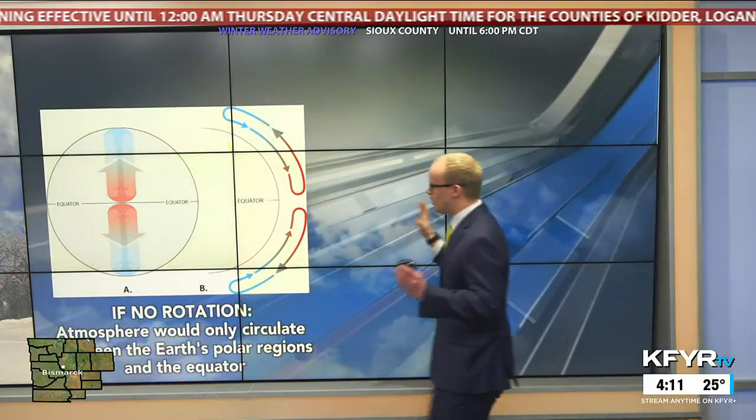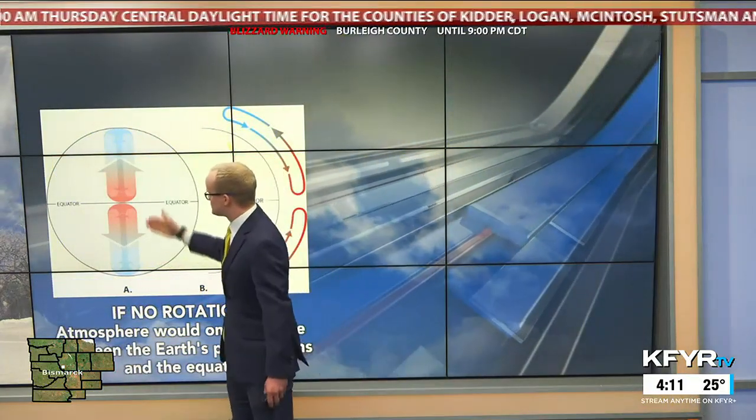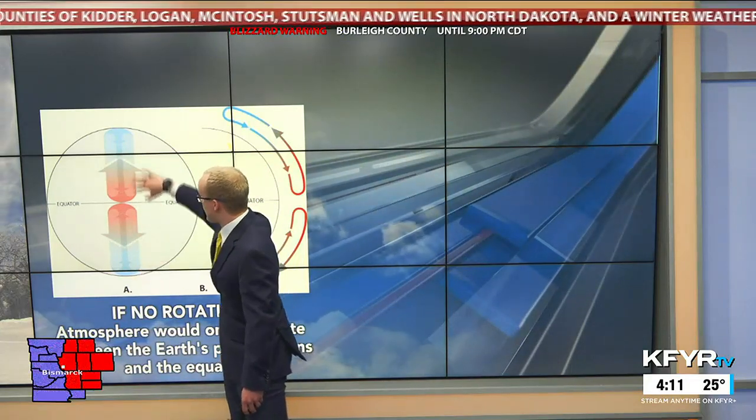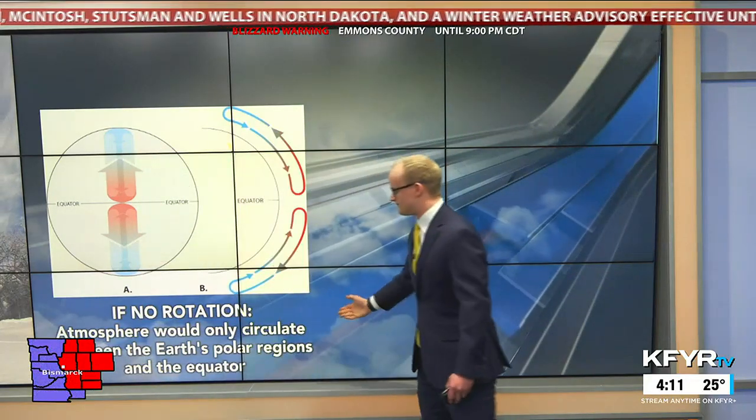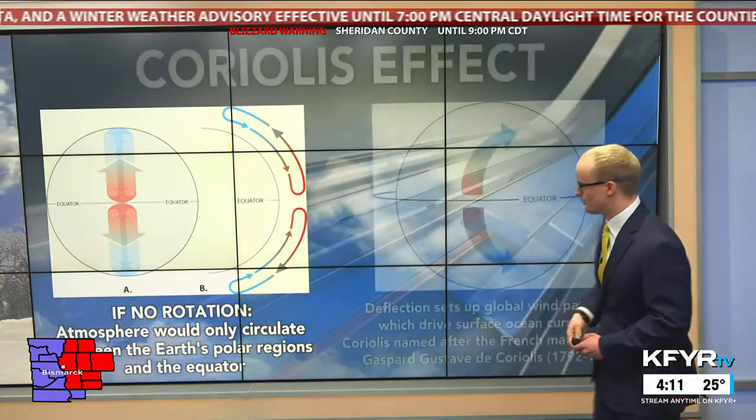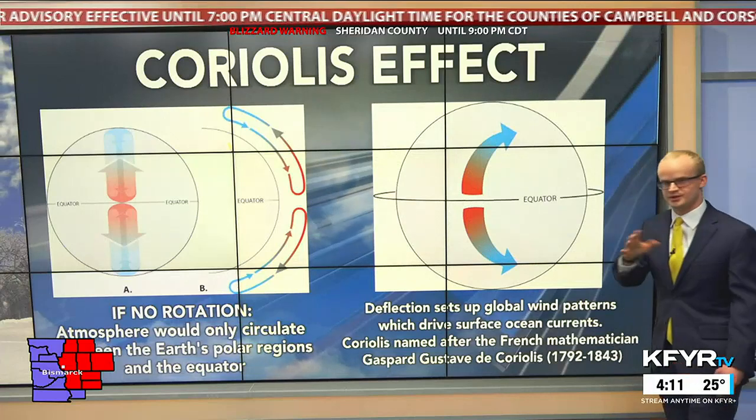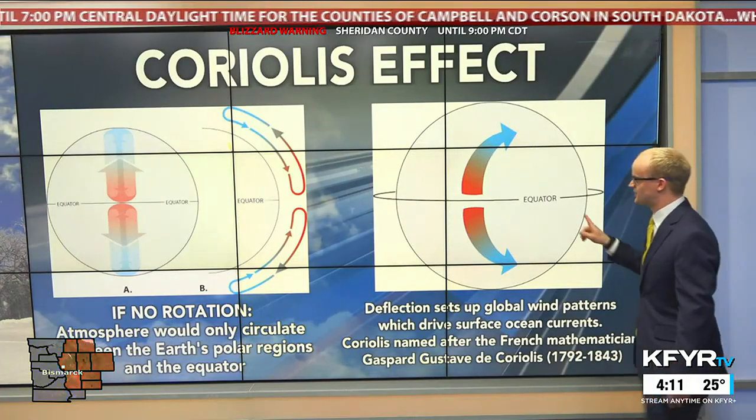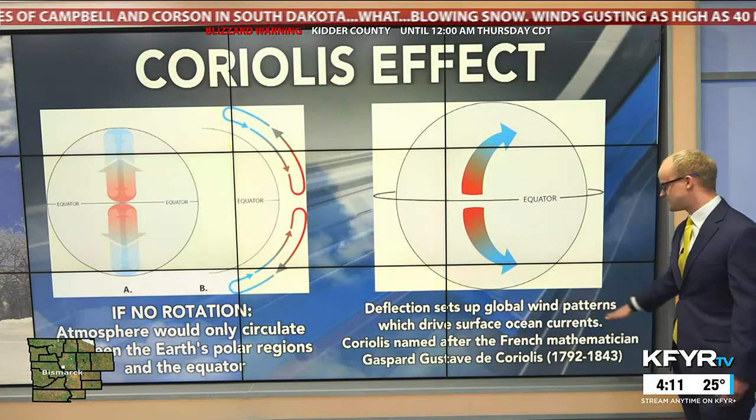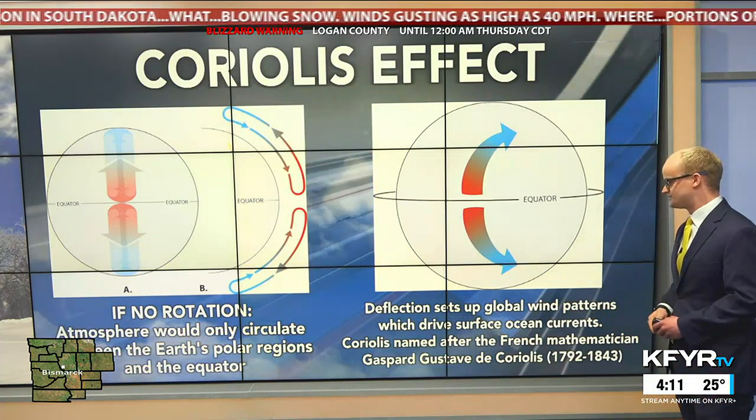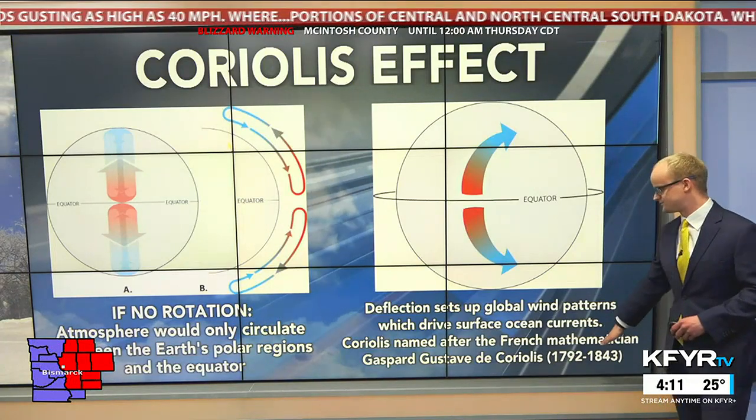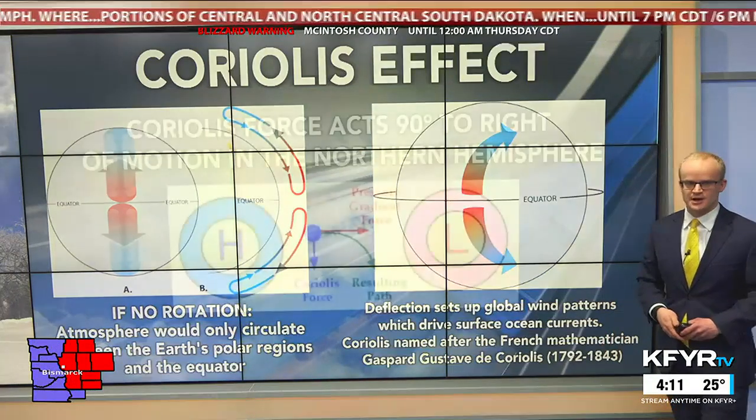So if there was no rotation of the Earth, the atmospheric circulations would look like this, with warmer air at the equator flowing southward and northward towards the poles. Not very interesting. The atmosphere would only circulate between the Earth's polar regions and the equator. But we know that with our rotating Earth and that Coriolis force that I just talked about, our deflection goes to the right in the northern hemisphere. And this deflection of the global wind pattern sets up our ocean currents as well as those global wind patterns. The Coriolis force is named after a French mathematician.